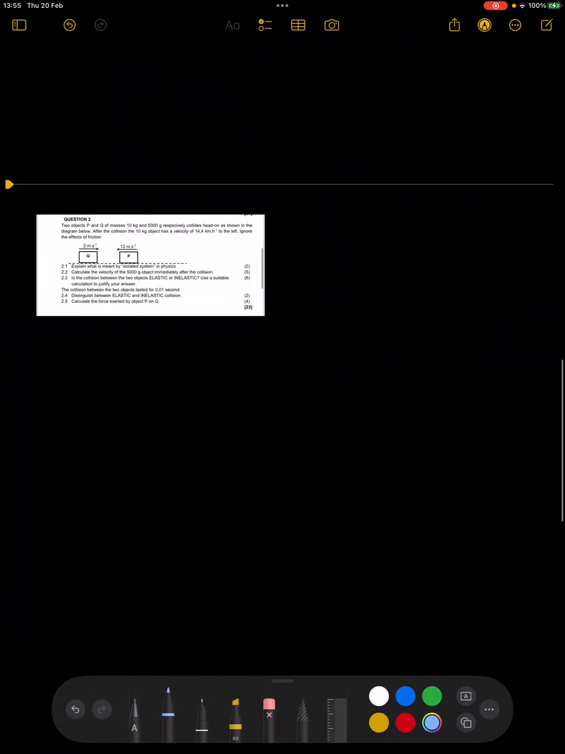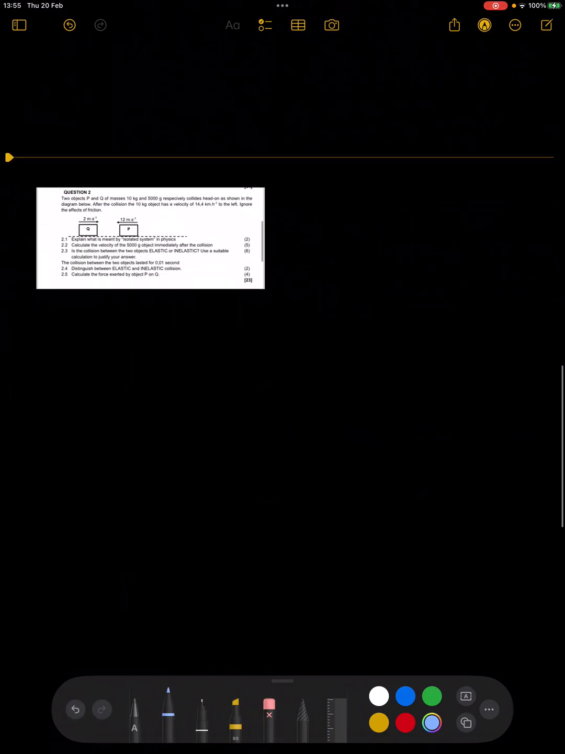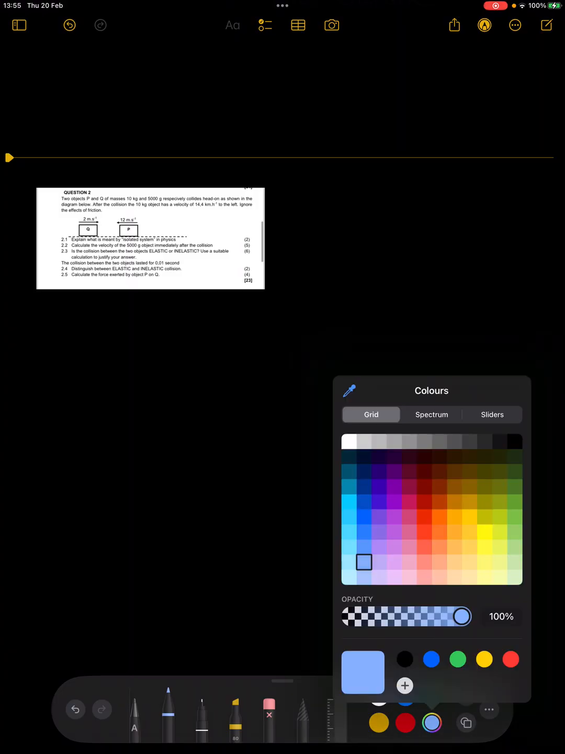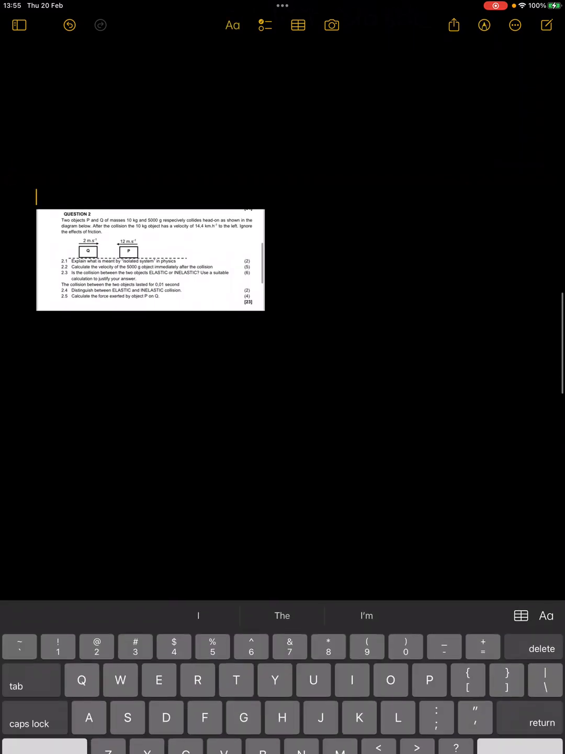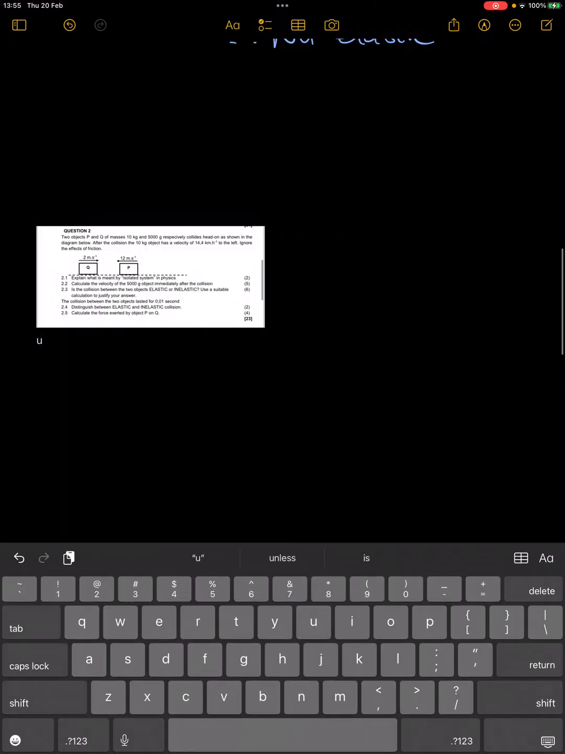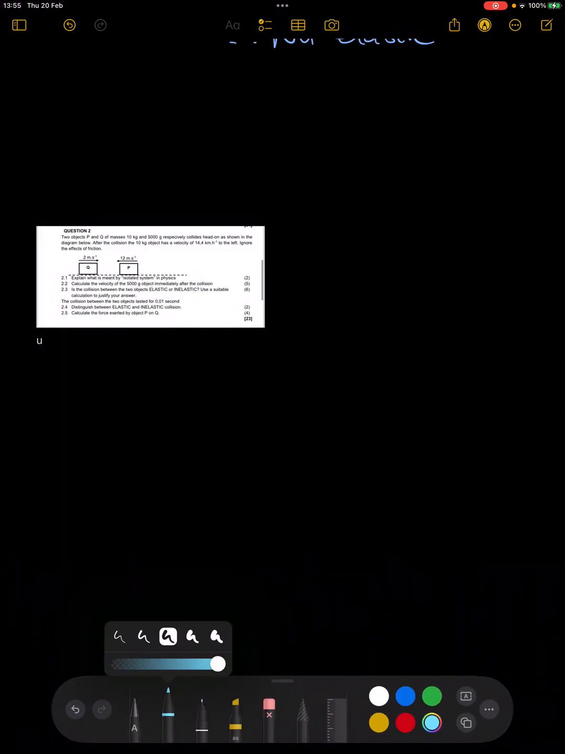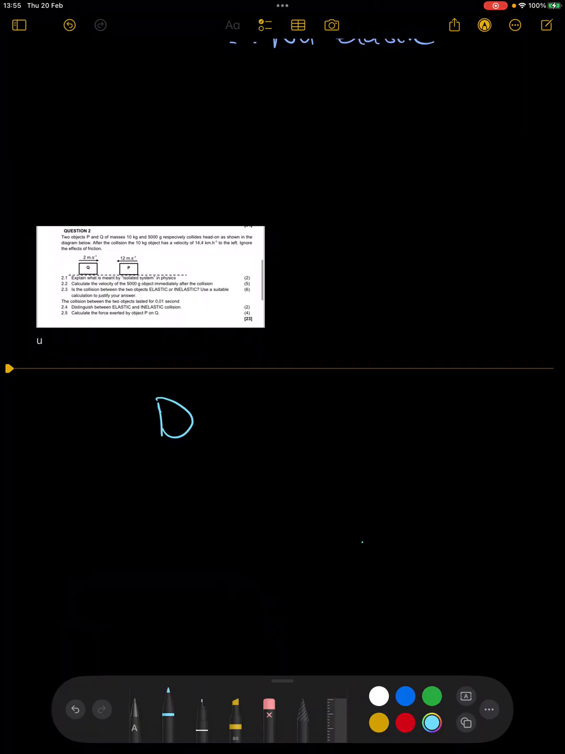Right, let's have a look at one more question. Here we've got two objects, object P and object Q, and their masses are 10 kilograms and 5,000 grams respectively, and they collide head-on as shown in the diagram. As soon as we see head-on, we know that a factor that's going to be super important is direction. So we're going to have to be very clear about direction.